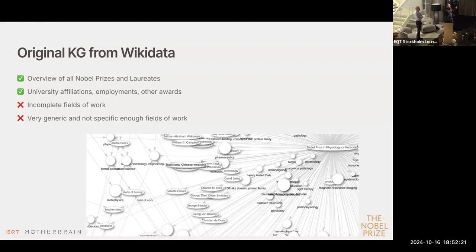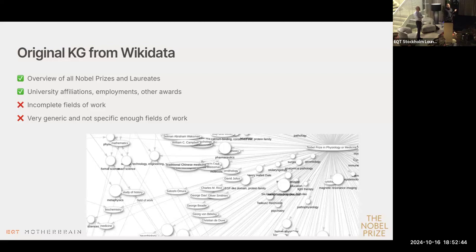Wikidata is amazing because in our case, it contained a lot of information already about the Nobel Prizes and the laureates and the universities where we're affiliated with, where we have been working, and also the other awards that we have won, which is a very great starting point. And they even contained already fields of work in this Wikidata knowledge graph.